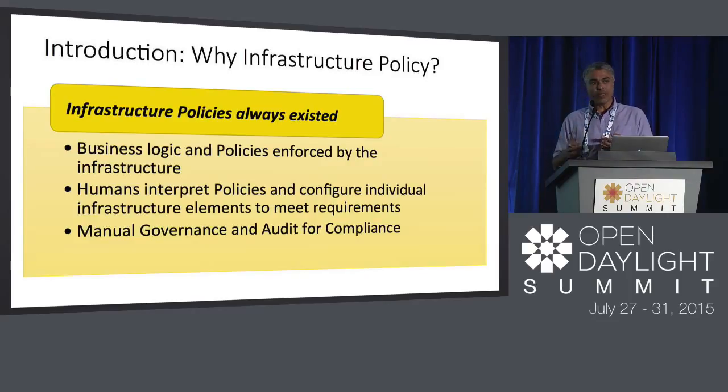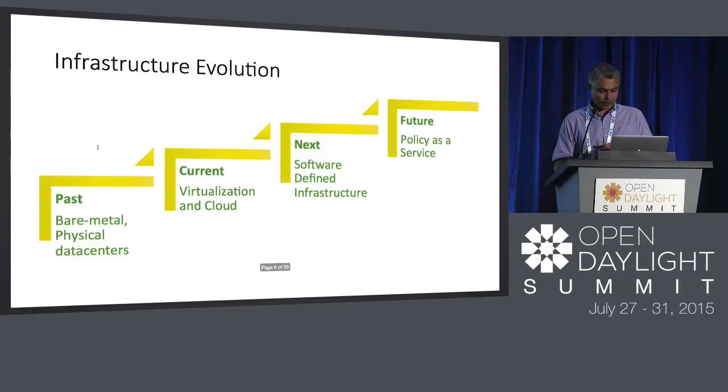And so far, what has happened is humans are interpreting them, and then applying them to the individual infrastructure elements. This is what's happening today. And then the third part, which is a really important part of policy, is that you're doing manual governance and audit for compliance. Again, I'll get into real examples for those. But the idea is, this is not a foreign concept. It's not coming out of nowhere. We have been doing this for many years.